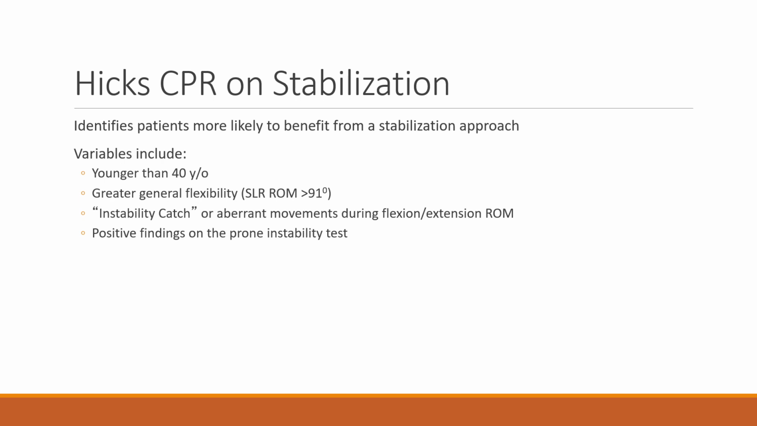And so individuals who are going to be younger than 40, who have better general flexibility, in this case a straight leg raise of greater than 91 degrees. They may have an instability catch or aberrant movements during flexion extension range of motion, and then positive findings in the prone instability test, which we described previously. Those are individuals who are going to benefit from a stabilization program.